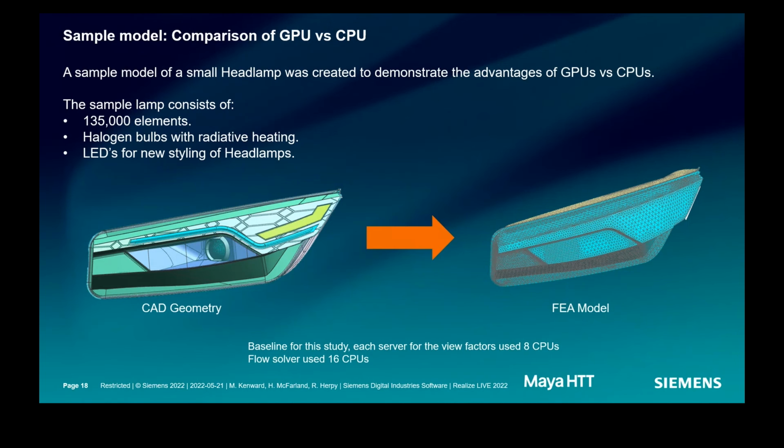So to compare GPU to CPU, our process was to create a simple headlamp model that included some LED light sources and halogen sources to cover all the aspects of heat transfer that Martin previously explained. This model had about 135,000 elements. And you can see it there on the left, a fun, unique looking thing that we created, and the final mesh model there on the right.